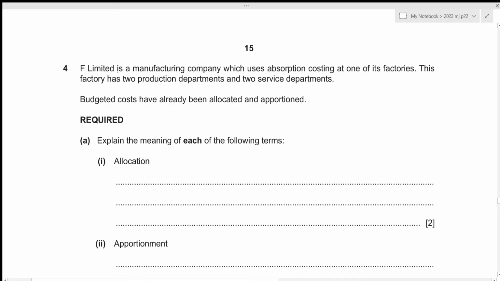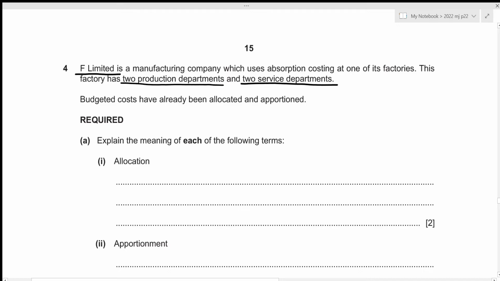F Limited is a manufacturing company which uses absorption costing at one of its factories, and this factory has 2 production departments and 2 service departments. Then budgeted costs have already been allocated and apportioned. For the first part of this question, we need to explain the meaning of each of the following terms. The first one is allocation.